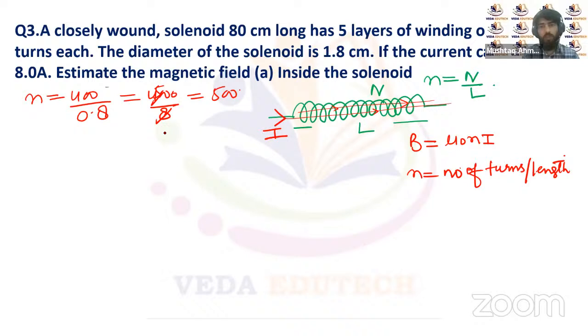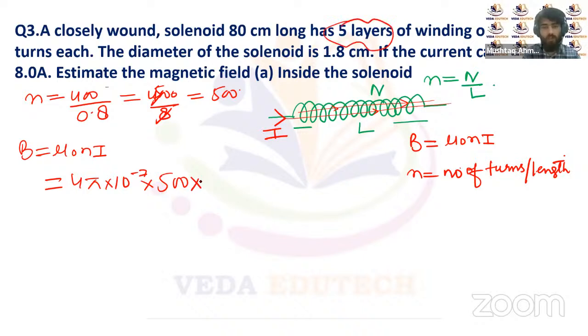Now, the diameter of the solenoid is given as 1.8 centimeter. If the current carried is 8 amperes, estimate the magnetic field. The magnetic field because of the solenoid is mu naught n I. The value of mu naught is 4 pi into 10 to the power minus 7. The number of turns per unit length is 500, and there are five such layers, so we will multiply it by 5 to get the total magnetic field, and the current flowing through the solenoid is 8 amperes.